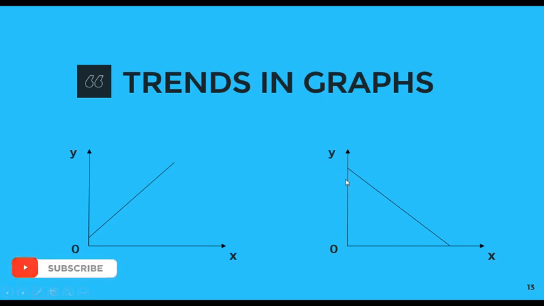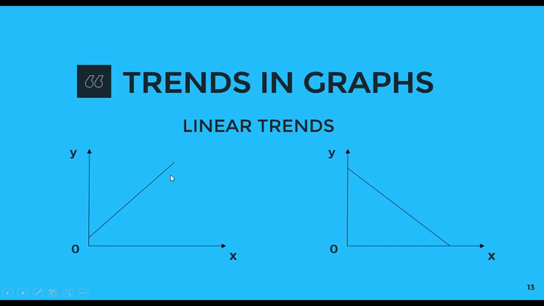Because as we observe on the y-axis, as the values decrease on the y-axis, we observe an increase on the x-axis. So this is what we observe as a decrease in the data. Now, these two examples are what we refer to as linear trends. And the reason why they're referred to as linear trends is because the trend is represented by a straight line, right? So we refer to these as linear trends.